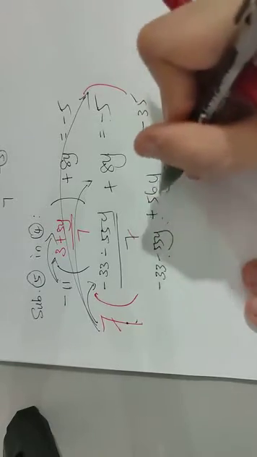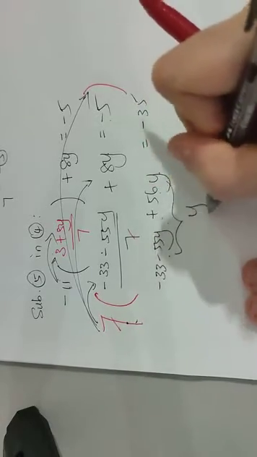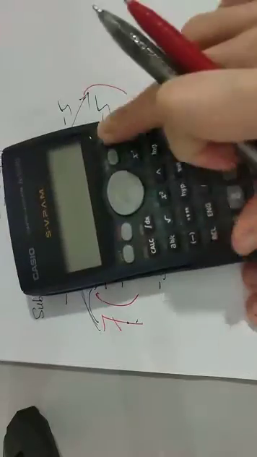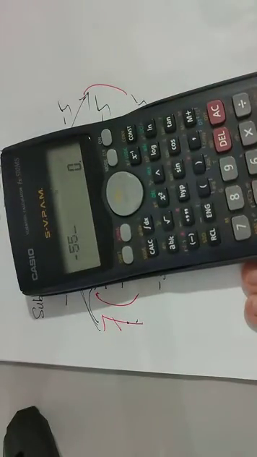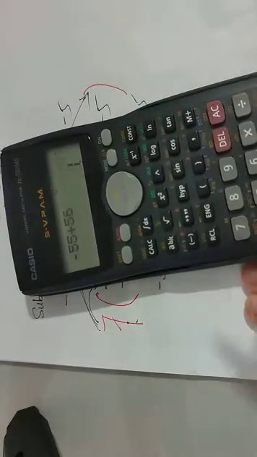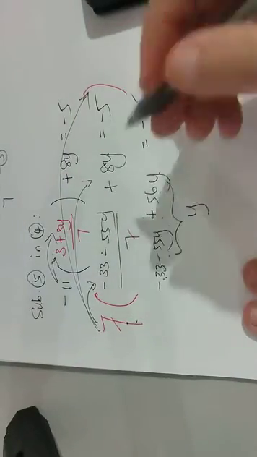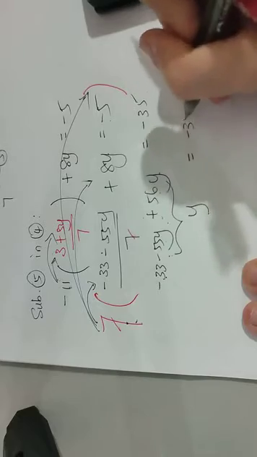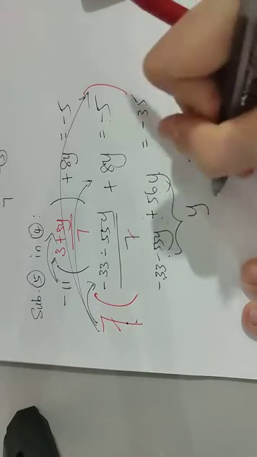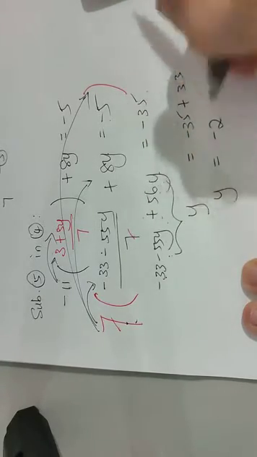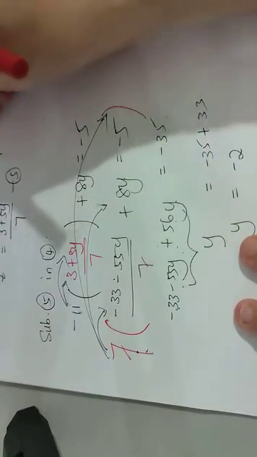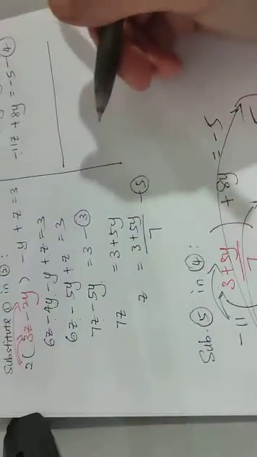Negative 55y plus 56y, these two you will get a single y. Press the calculator: negative 55 plus 56, you will get 1. So 1y. And then this negative 33 brings over, equals negative 35 plus 33. You will get y equals negative 2. Okay, continue to find your z.